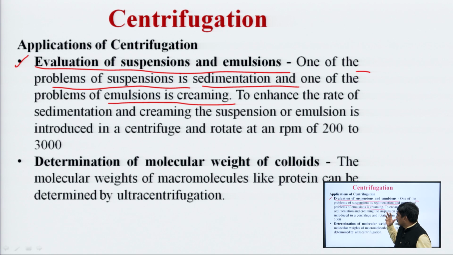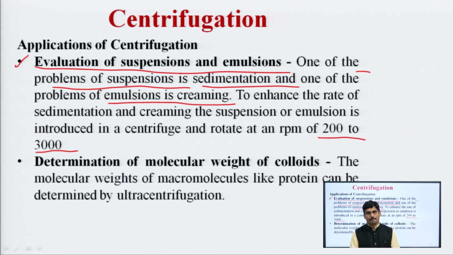So, to enhance the rate of sedimentation and creaming, the suspension or emulsion is introduced into the centrifuge, and it is rotated at a rate of 200 to 3000 rpm, that means 200 to 3000 revolutions per minute. The centrifuge is rotated, and the sedimentation as well as creaming of the suspension and emulsion takes place respectively.